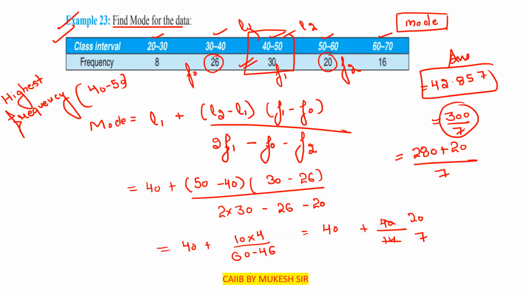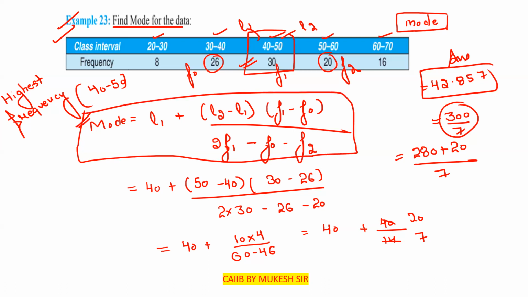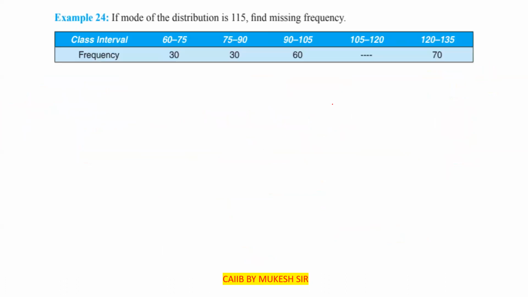So here we have to calculate regarding the mode. What is the reason behind that? How do we calculate that? This is the formula for that. This is the backbone for that: L1 plus (L2 minus L1) times (F1 minus F0) upon (2F1 minus F0 minus F2). Now move to the next question.